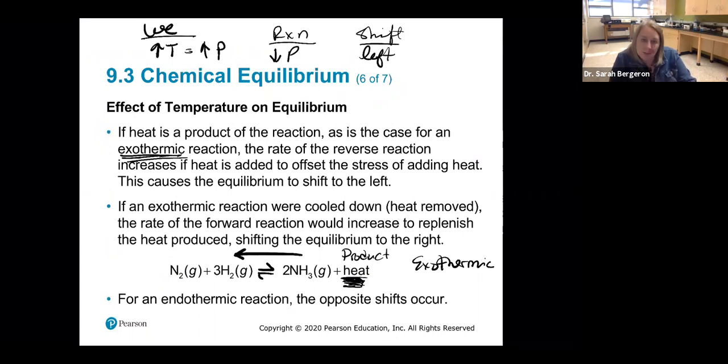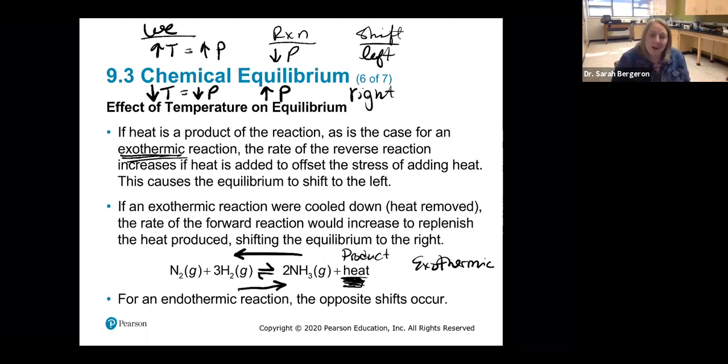What if we do the opposite? What if we decrease the temperature? What if we make it colder? Then that means that we are decreasing the product. So how does the reaction adapt to that? Well, it's going to want to increase the product. How do we increase the product? Now we're going to shift in the opposite direction. Now we're going to shift right.